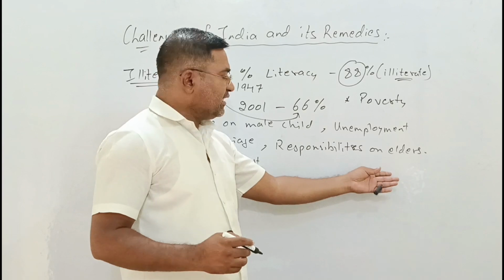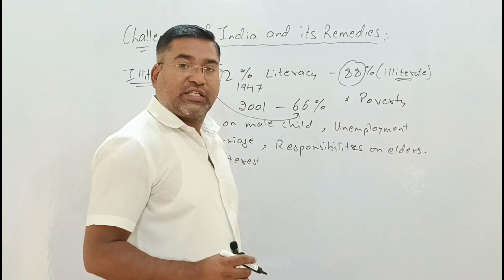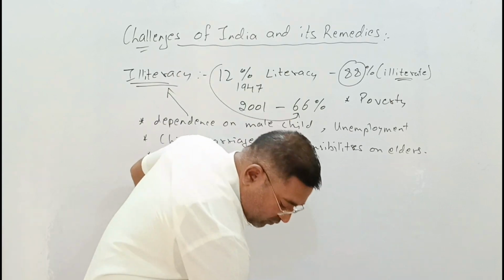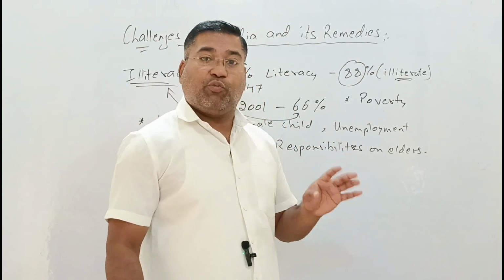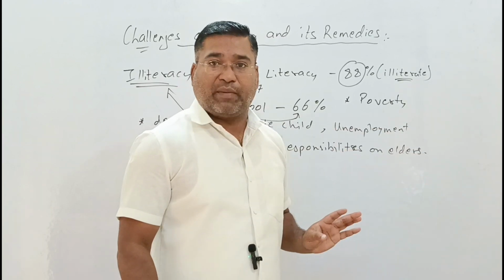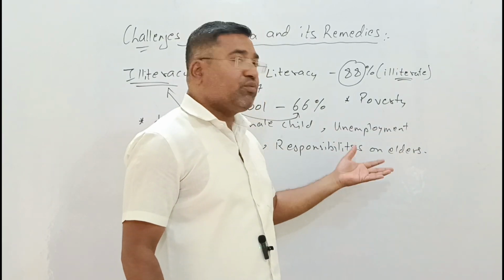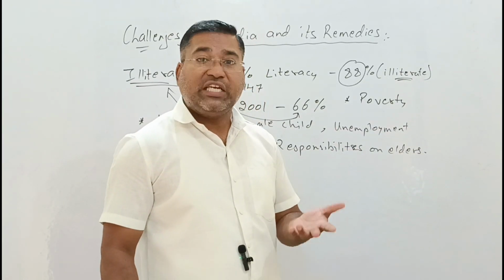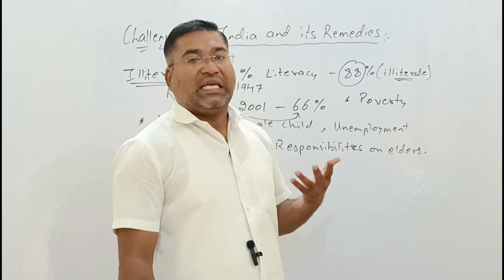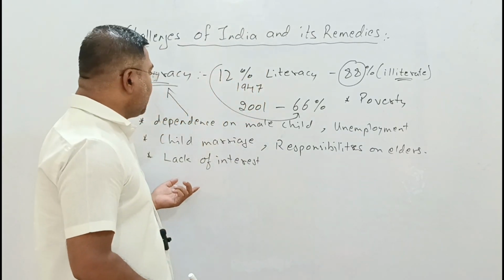Responsibility of elders is nothing but everyone being dependent on only one person, and that one person used to look after the whole family. This also meant that the dreams of each one of the family members could not be fulfilled, which created too much illiteracy. So these were some of the problems we mentioned.